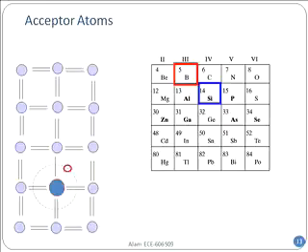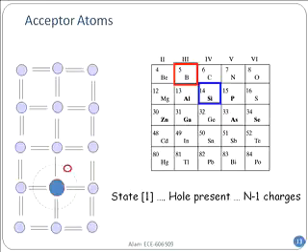Now let me make a quick argument before I go to the next slide. I will call state 1, this is a name, I'll call state 1 when a hole is present, meaning I have a hole. When I have a hole, then I have one less electron, right, and one less proton. So that will be n minus 1 charges.